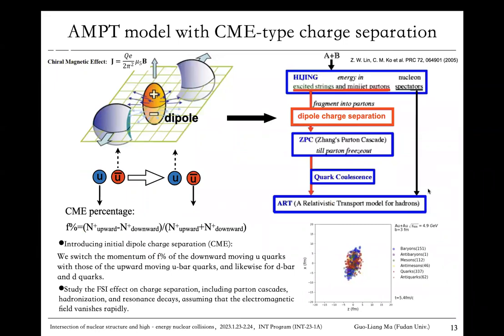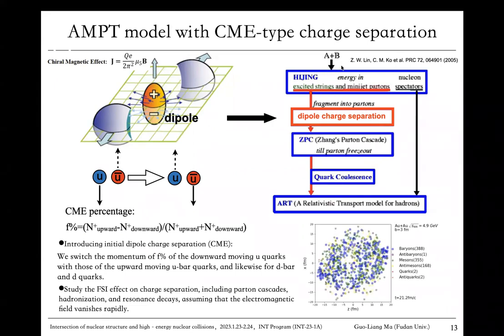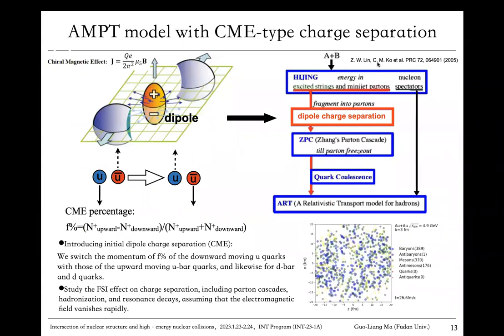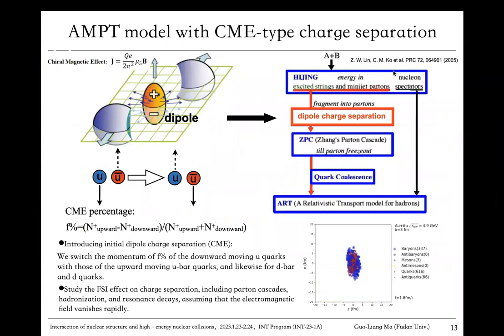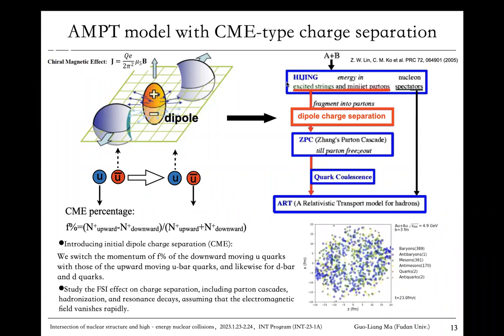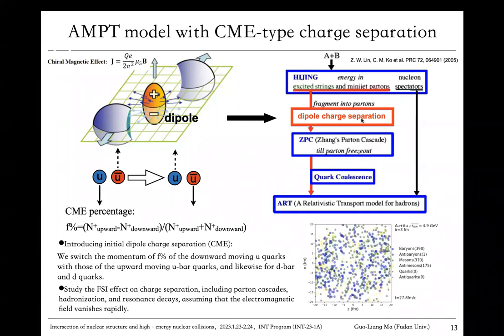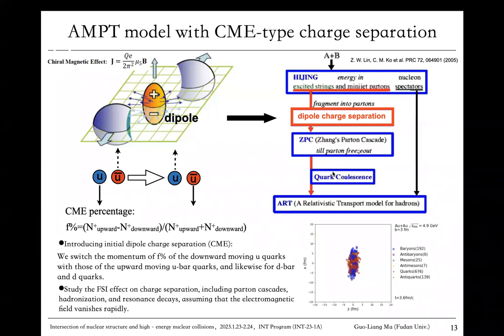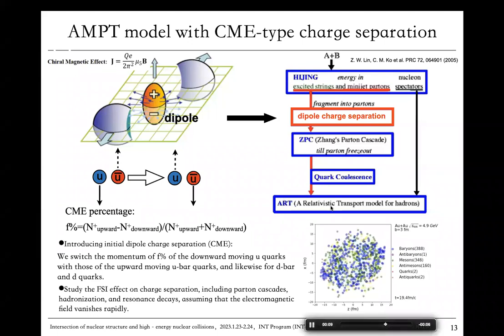To understand this question, we choose the AMPT model, which was invented by Zi-Wei Lin and also Ziming Ke and Bao-An Li, who is in the audience. This model includes four basic stages: the initial conditions, the parton cascade, the hadronization using quark coalescence, and the hadron rescattering and hadron cascade evolutions.